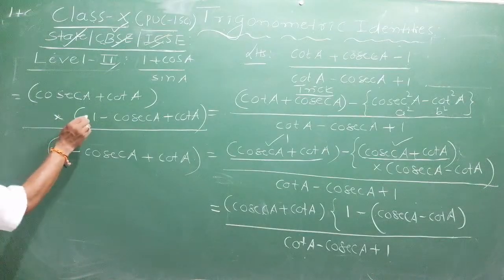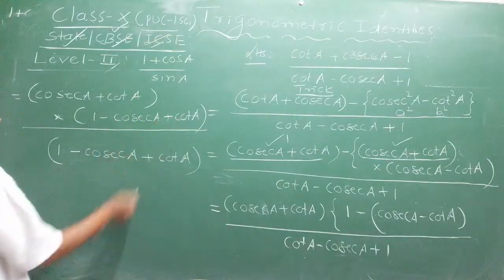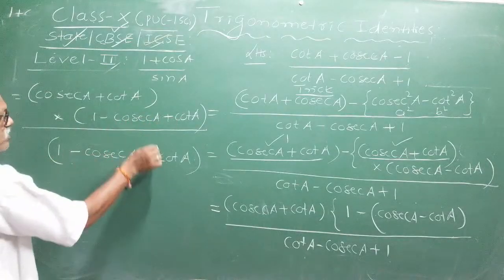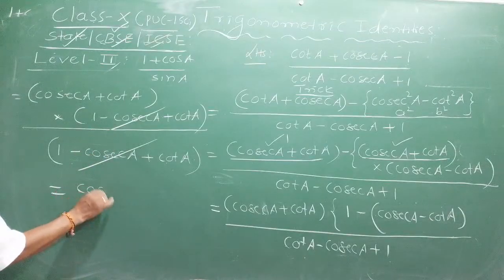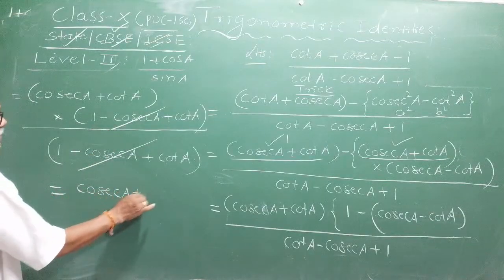The common factor in the numerator, 1 minus cosec a plus cot a, gets cancelled. Now you are in the last step: cosec a plus cot a.